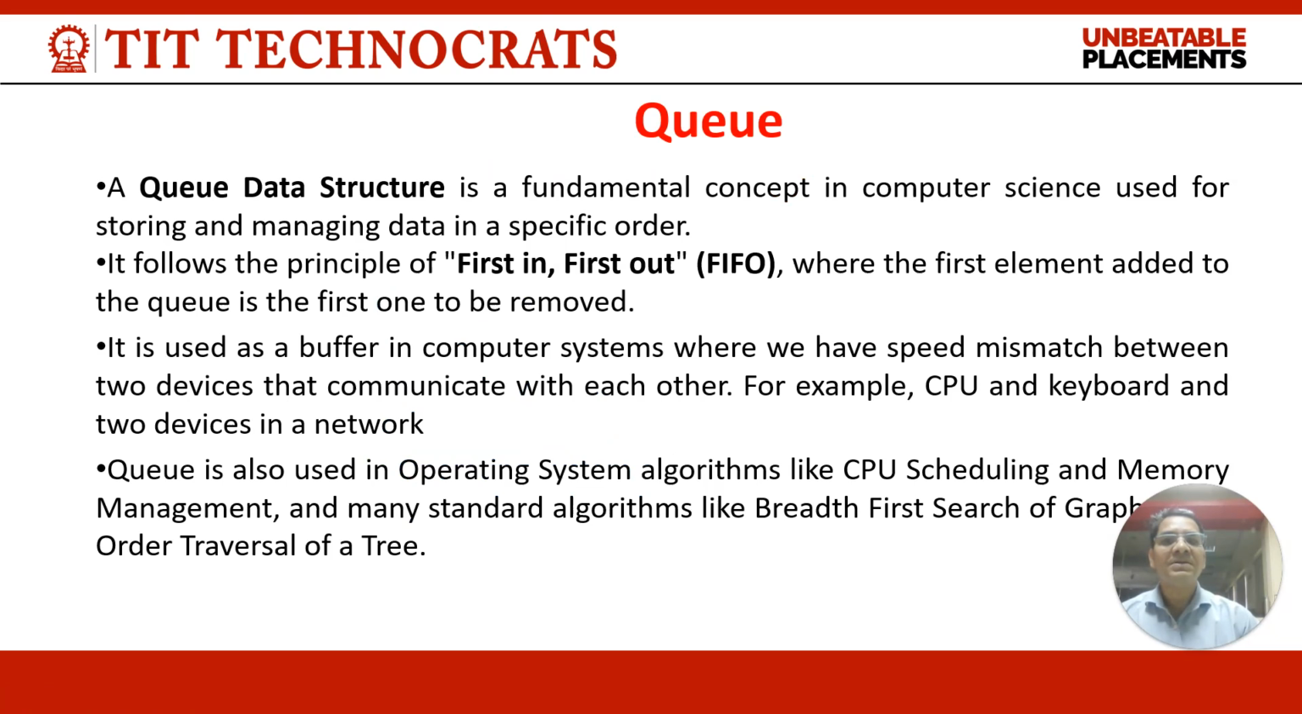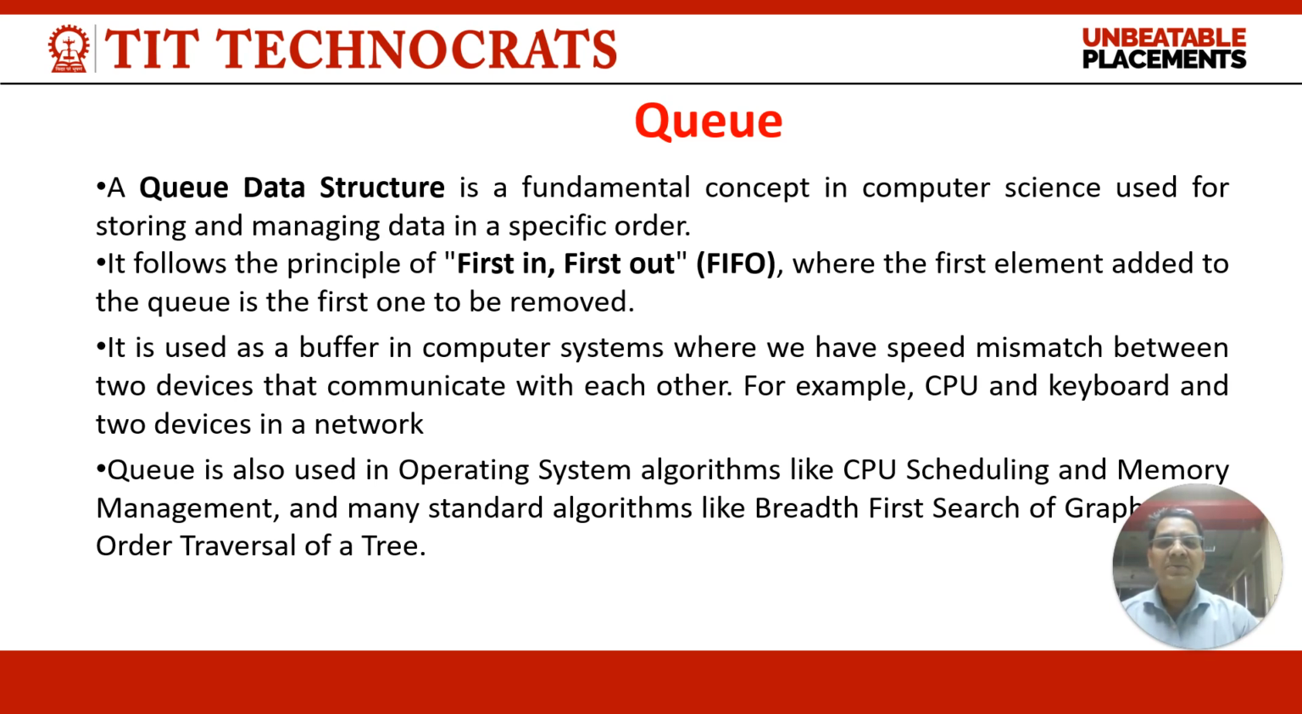A queue is a fundamental concept in computer science, used for storing and managing data in a specific order. It follows the principle of first in, first out, where the first element added to the queue is the first one to be removed.